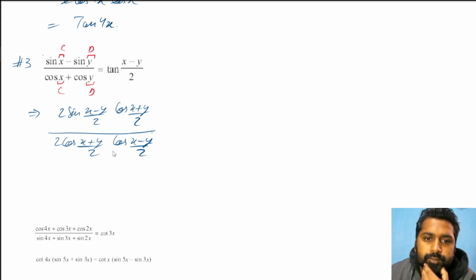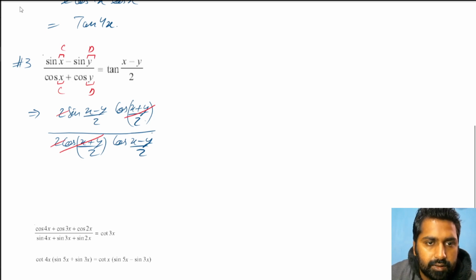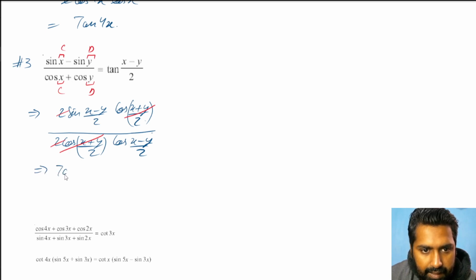Okay. Now you can see cos x plus y by 2 can cancel each other. The 2 can cancel each other. You are left with sine x minus y by 2 over cos x minus y by 2. That becomes nothing but tan x minus y by 2. That's your RHS.